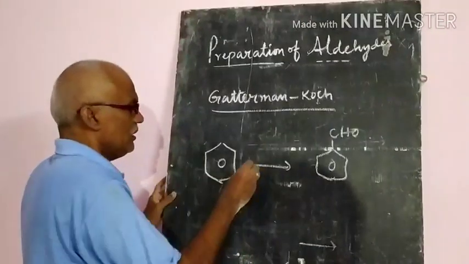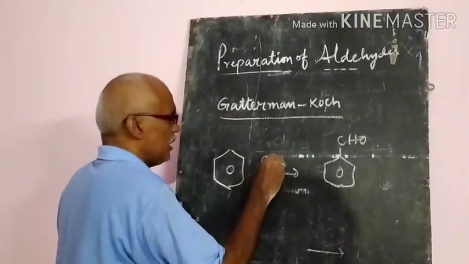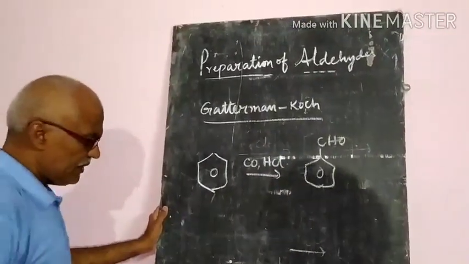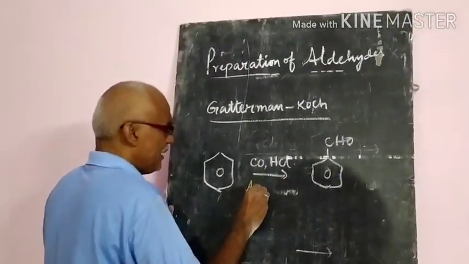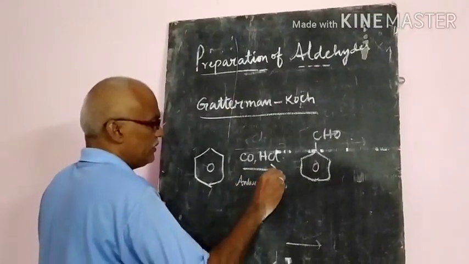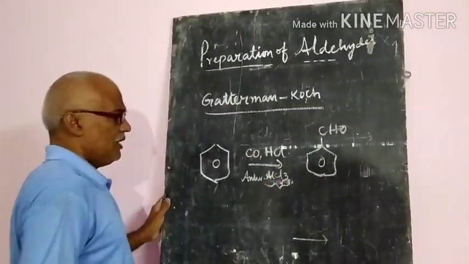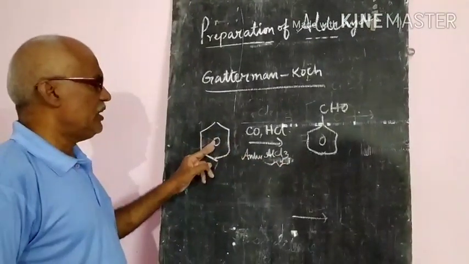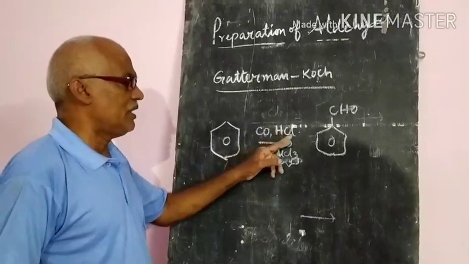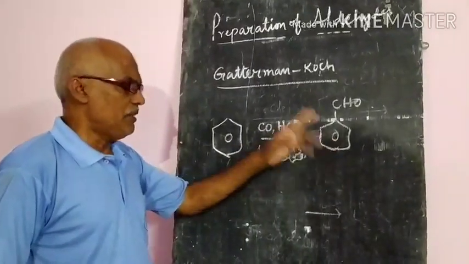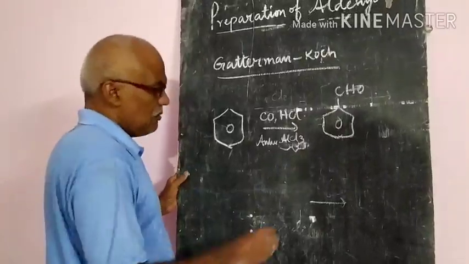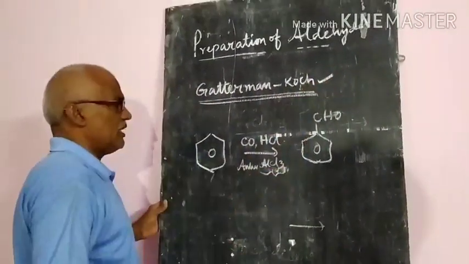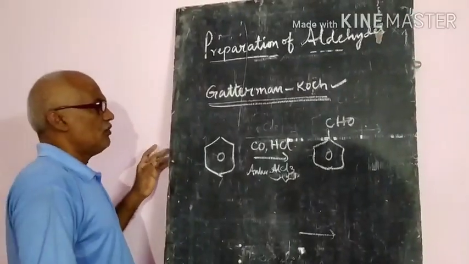Here, nothing else is there. That means the benzene is to be treated with carbon monoxide and hydrochloric acid in the presence of anhydrous aluminum trichloride, that is the catalyst. In the presence of this catalyst, benzene treated with carbon monoxide and hydrochloric acid forms the benzaldehyde. So this is the most important reaction also. This reaction we call the Gattermann-Koch reaction. So now till now we learned the four reactions.